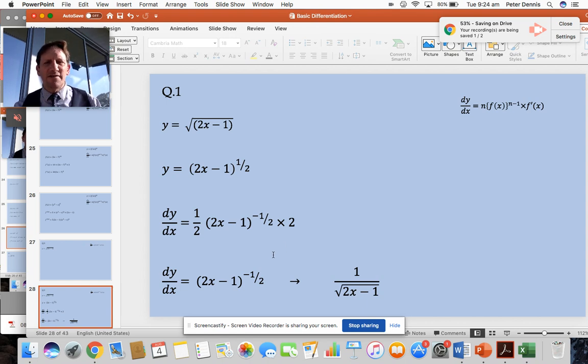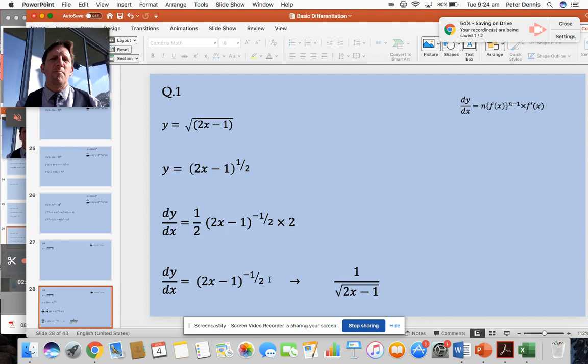A nice thing to know is that we can write this like this. How do we go from here to here? Well, this is to the negative power, so when we take it as 1 over something, that becomes the positive power. And 2x minus 1 to the power of a half, how can we write that? The square root.